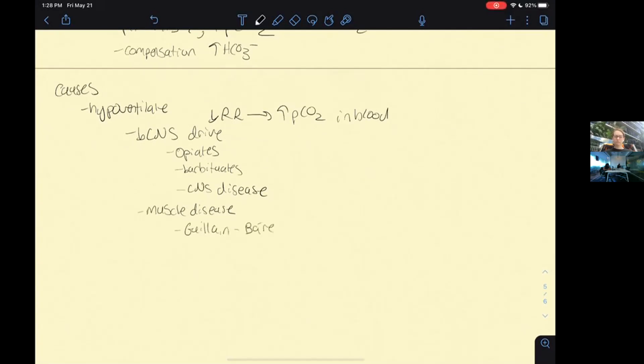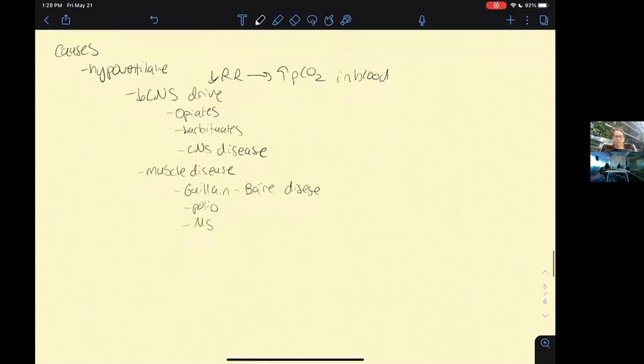They love their Guillain-Barré disease. Polio, MS are just some examples of muscle disease. And the reason why is because your muscles are weak, it cannot expand the lungs easily. So you can't actually have that gas exchange occurring. So you have retained CO2 because of it.